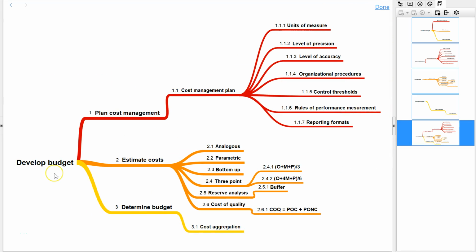Let us summarize. So we are in develop budget, and it comprises three major activities: plan cost management, estimate costs, and determine budget. For plan cost management, we saw the typical contents of a cost management plan. For estimate costs, we saw the different tools and techniques like analogous, parametric, bottom-up, 3-point, reserve analysis, and cost of quality. And for determine budget, the tool is cost aggregation. And thus we arrive at the developed budget.